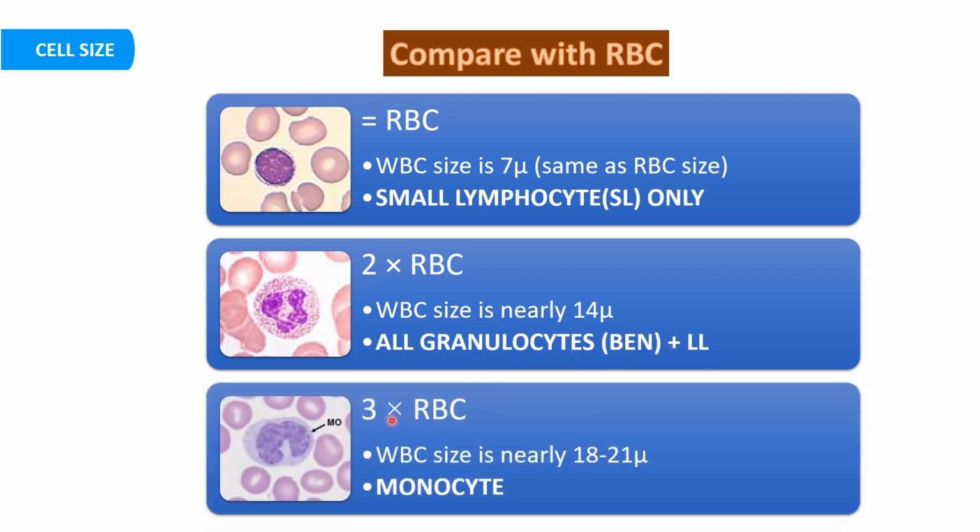If it is 3 times the RBC, that means the size of the WBC is between 18 to 21 microns. Then it is only monocyte. Monocyte is the largest WBC, viva question. Why? Because the size of monocyte is 3 times that of RBC, that is 18 to 21 microns. That is why the largest WBC is a monocyte. Now let's move to the next approach.